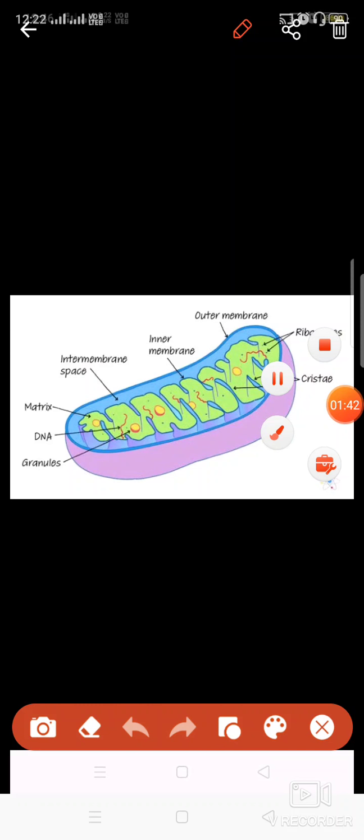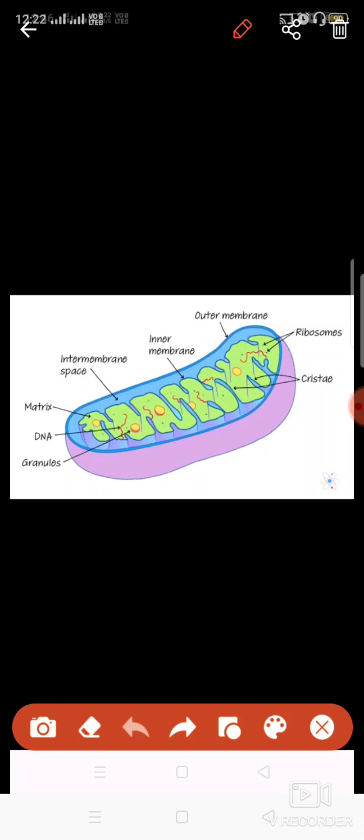So this is mitochondria, and you can see these are different structures present in the mitochondria. This is the outermost boundary. You can see this purple colored. This is the outer membrane. Okay, this outer membrane is basically semi permeable in nature. So it has some hole like structures which allow the movement of ions and minerals inside the mitochondria.